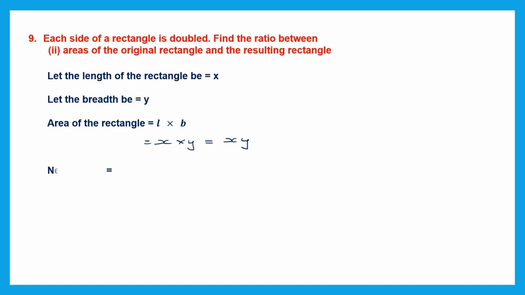Now we have a new length, isn't it? And the question says each side is doubled. So the new length will be 2x. 2x because it is doubled, and the new breadth will be 2y.